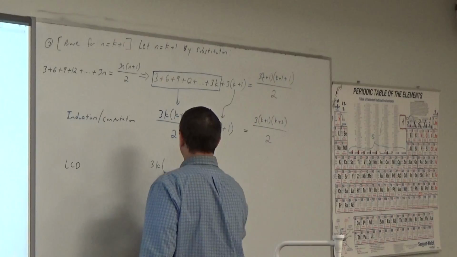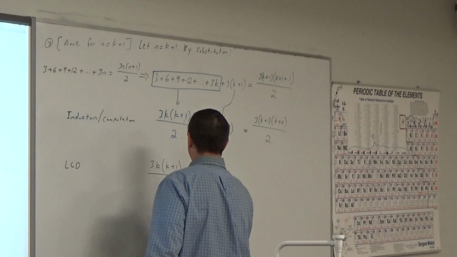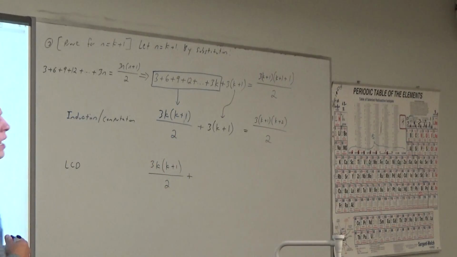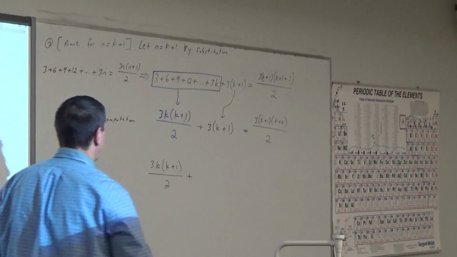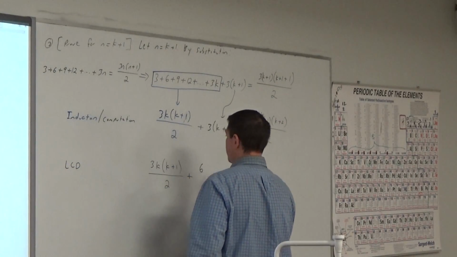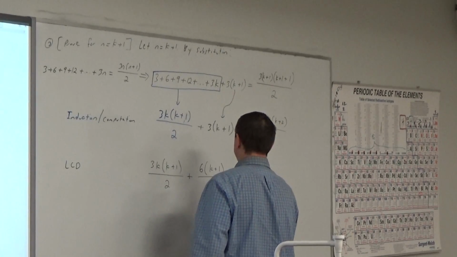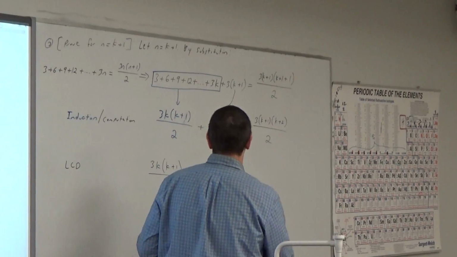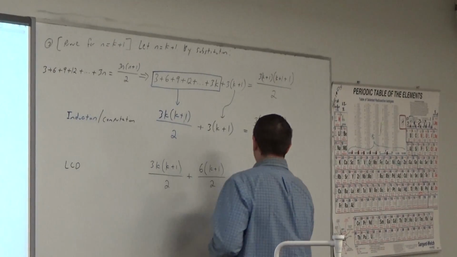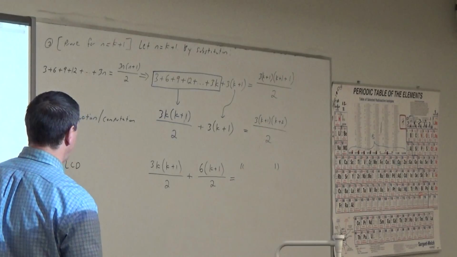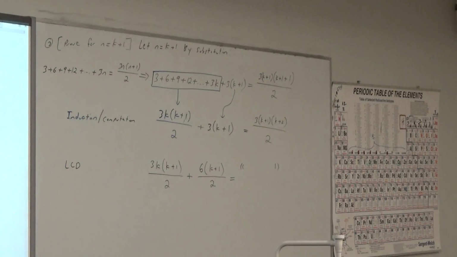So, the first term stays 3k, k plus 1 over 2. What about that second term? Instead of 3 quantity k plus 1, what's that going to become, guys? 6 quantity k plus 1, right? Basically, if you give it a denominator of 2, you multiply the numerator by 2, right? So this is going to become 6 quantity k plus 1 divided by 2. And then we can go ahead and say that that's going to be equal to whatever we had on the right side to start with.